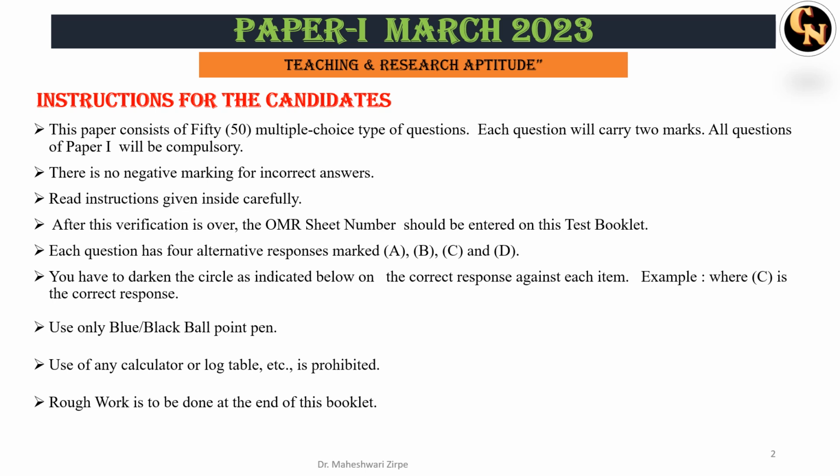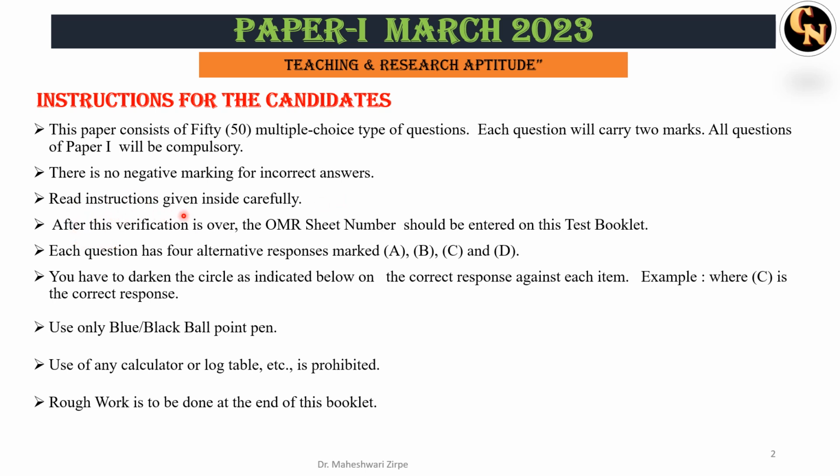Now before we solve Paper 1, try to understand the instructions given to the candidates. First of all, you should know that in Paper 1, that is Teaching and Research Aptitude, there are 15 multiple choice questions asked in the question paper. Each carries 2 marks and all questions are compulsory. There are no negative markings for incorrect answers.